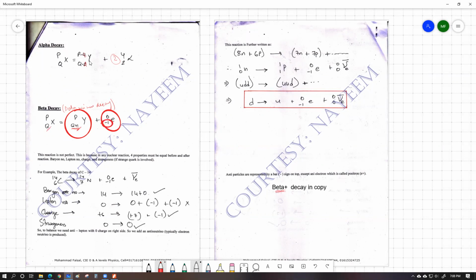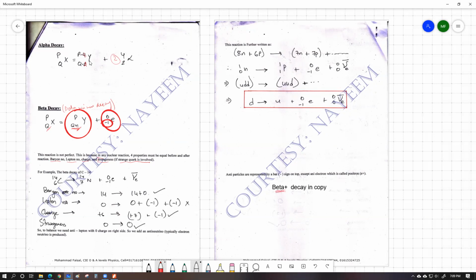এগুলো তোমরা ও লেভেলস অলরেডি শিখছো। এই রিঅ্যাকশনটাকে যদি আমরা এখন ফার্দার ব্রেকডাউন করি তাহলে আমরা কি কি পাবো? Have a look at this thing. This reaction is not perfect. This is because in any nuclear reaction, 4 properties must be equal before and after reaction. These properties are baryon number, lepton number, charge, and strangeness. Strangeness is an optional property. Strangeness is only gonna be significant if a strange quark is involved. If a strange quark is not involved, then strangeness doesn't need to be calculated. Strangeness on both sides would be 0 and 0, which is going to be happening for this example.